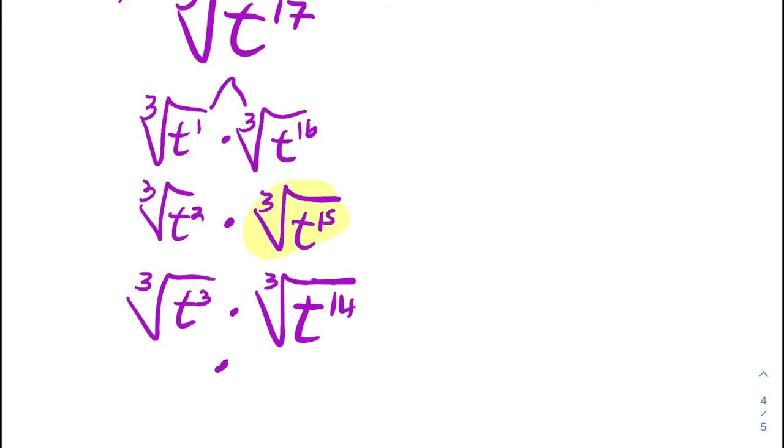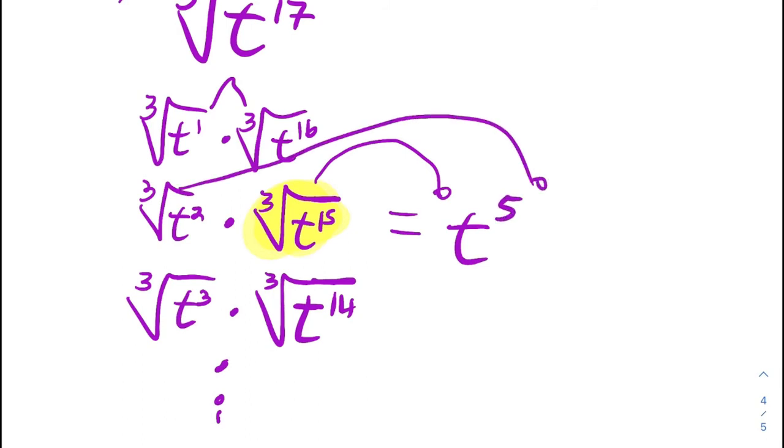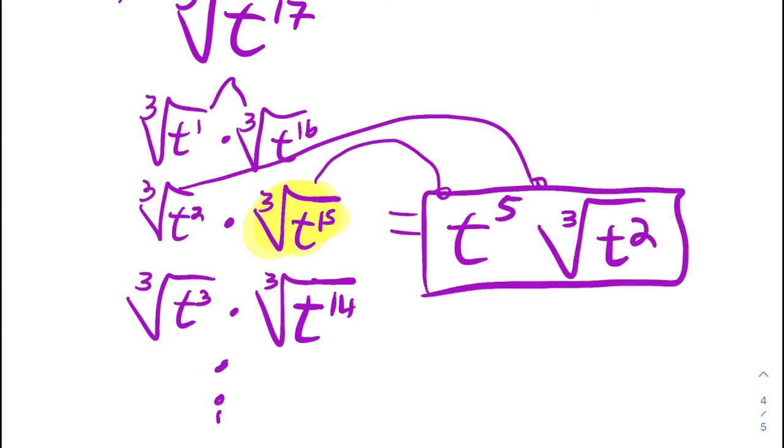I know that this list continues on, but the one we're looking for is the one that I can actually simplify further. So this is the one I need. This one we already said is just t to the fifth power. Well, this one has to remain under the radical as the cube root of t squared. And that would be how we would simplify that. So the t to the fifth comes out, and the cube root of t squared is what's left over. Let's try another.